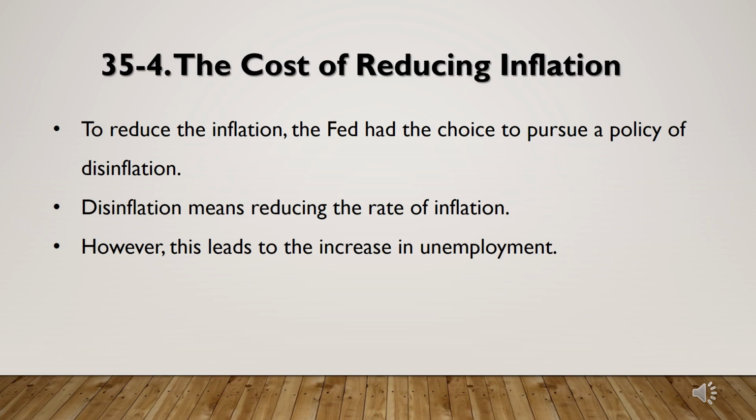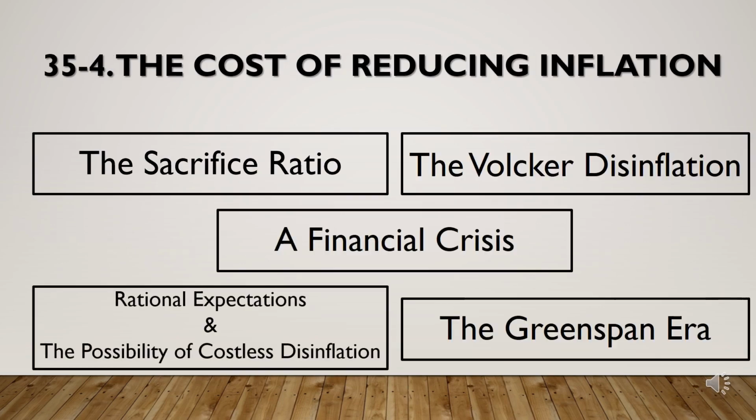Chairman Volcker, along with many other Americans, wanted the economy's rising level of prices to slow down. This is what disinflation is doing. However, disinflation itself increases unemployment. Volcker had no doubt that the Fed could reduce inflation by controlling the quantity of money. But the question is, what is the cost of reducing inflation?